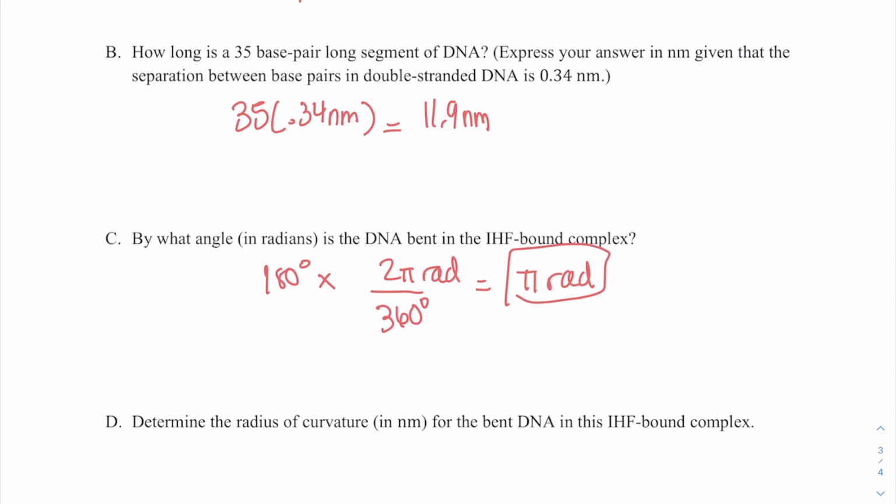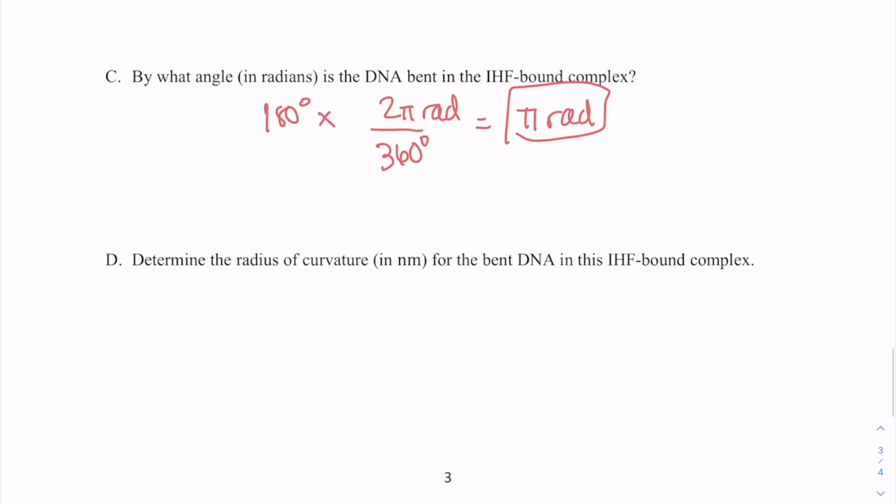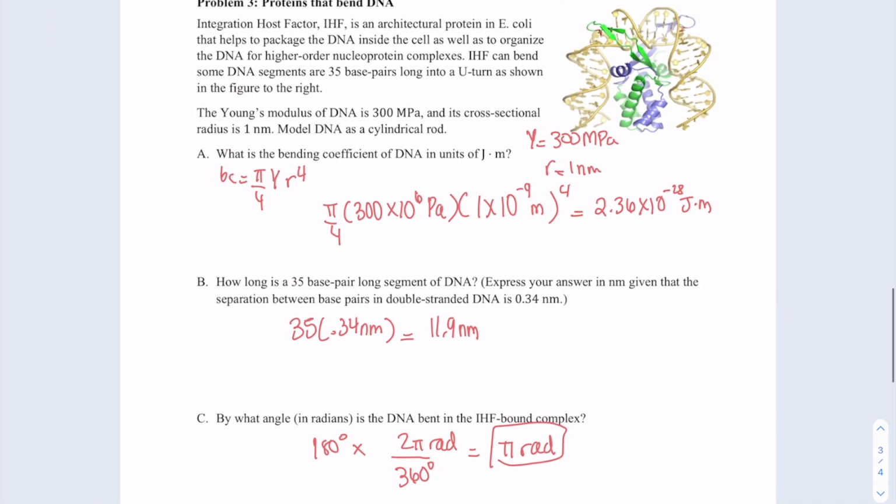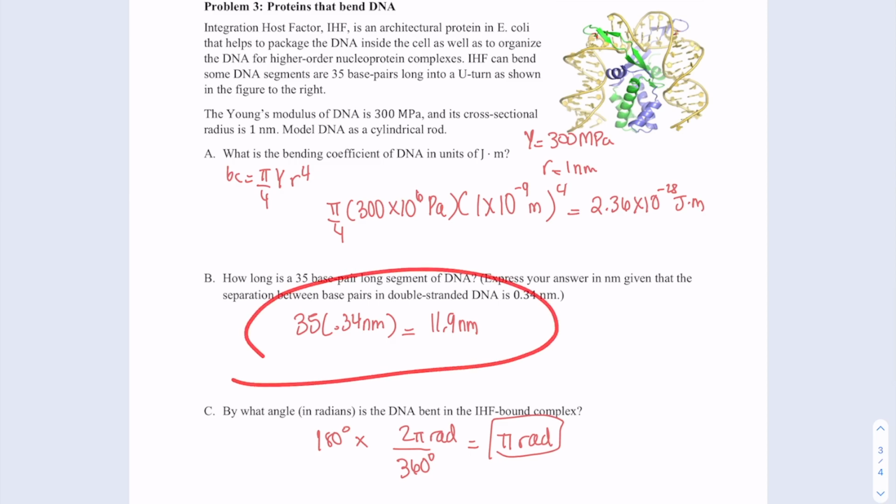Okay, awesome. So we have pi radians, right? Now we have the equation here for radius of curvature. The equation for radius of curvature is the original length of the rod equals the angle in radians times the radius of curvature. And the original length of the rod would just be the length of DNA, right?